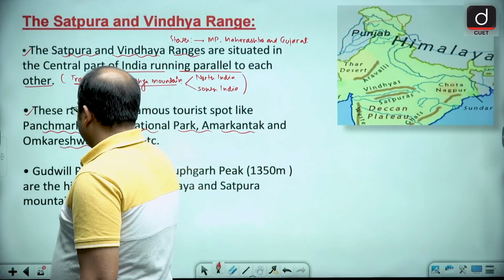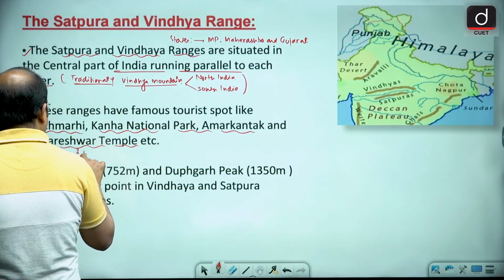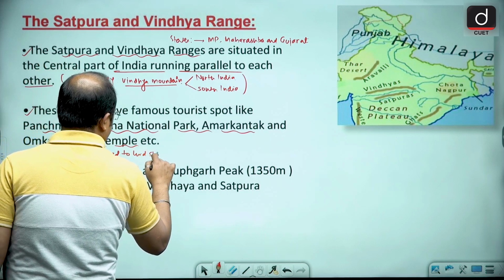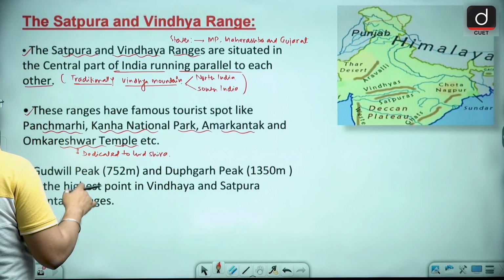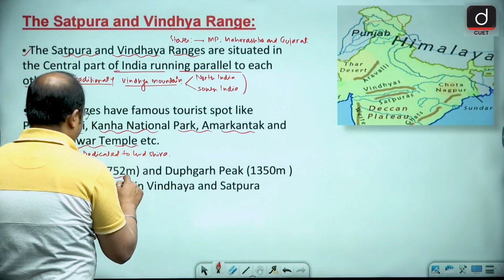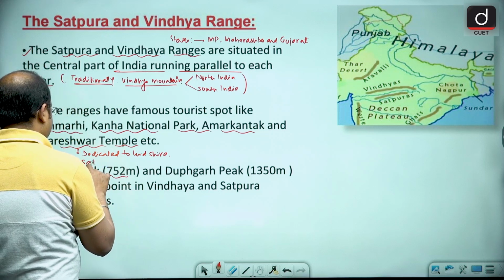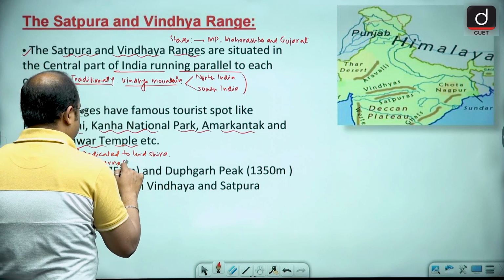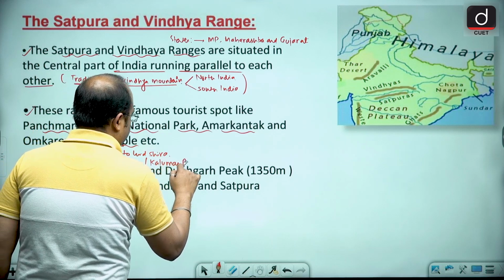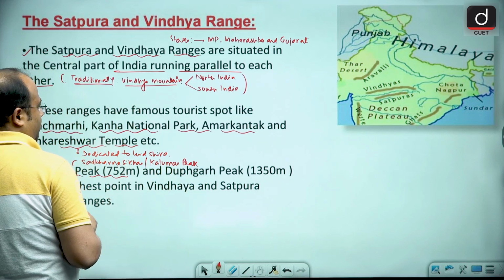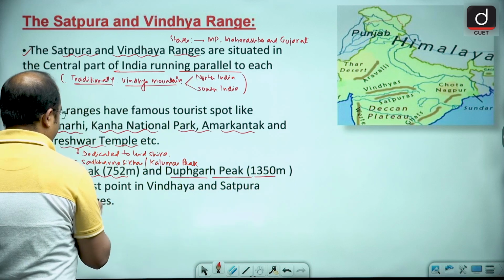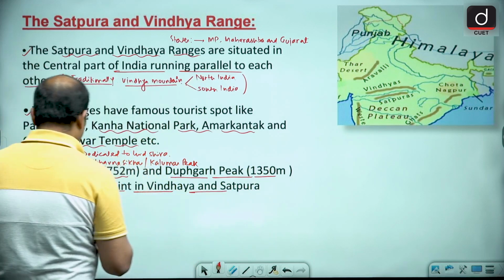The Omkareshwar temple, dedicated to Lord Shiva, is also in Madhya Pradesh. And the Goodwill Peak, called Sadbhavna Shikhar, or Kalumar Peak, and Dhupgarh, are 1350 meters high. It is the highest point in the Vindhya and Satpura mountain range.